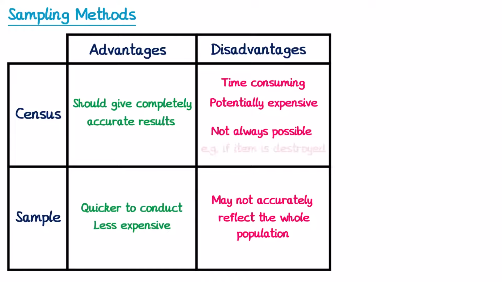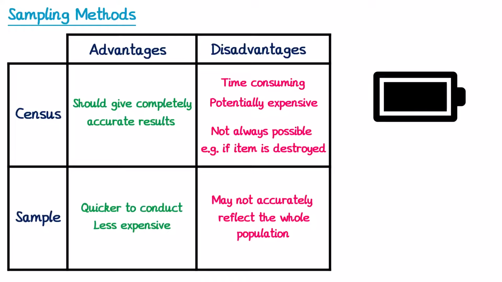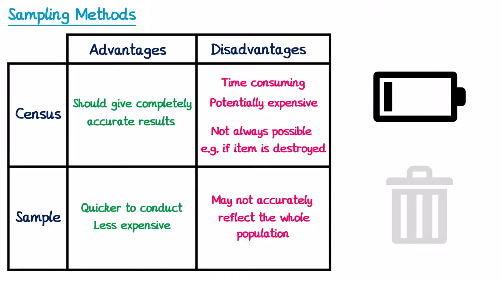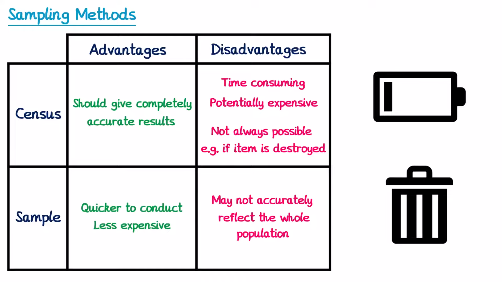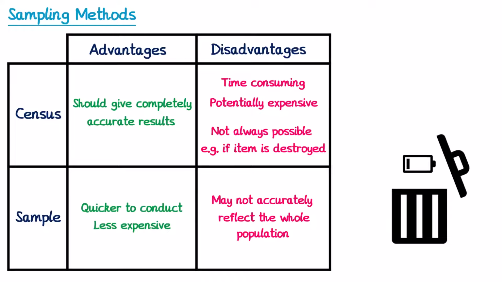For example, if we're testing items and it's destroyed in the process, then a census can't be used. Now don't be confused, I'm not suggesting we destroy children here who don't like maths. Let's think of a different example. Imagine we had a company that makes batteries, the type that you would put into a child's toy that would eventually run out. The company would need to test batteries until they're completely empty of charge. Then at this point they would dispose of the battery. They can no longer sell it because it's been used up.